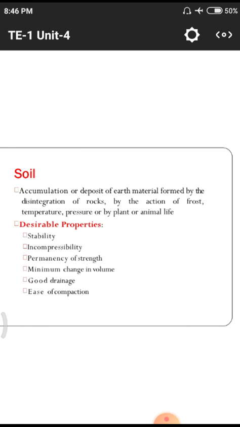What are the desirable properties required for a good quality of soil? First of all, stability. Stability means a standard position on a particular surface of the earth. There is no movement whenever we apply an external force on the material. Even if huge forces are applied in terms of wind or water or other external parameters, there is no movement in the body. Those kinds of bodies have high stability.